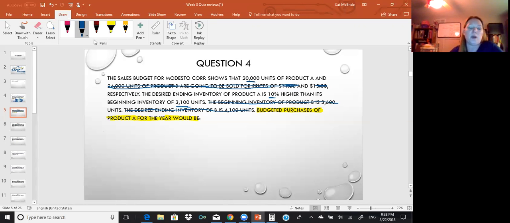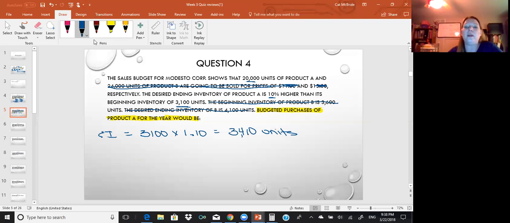So let's see, what do we want in ending inventory? We want 3,100 times 10% more, so in ending inventory we want 3,410 units.